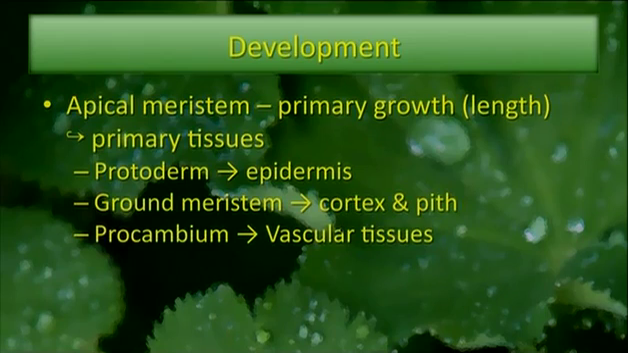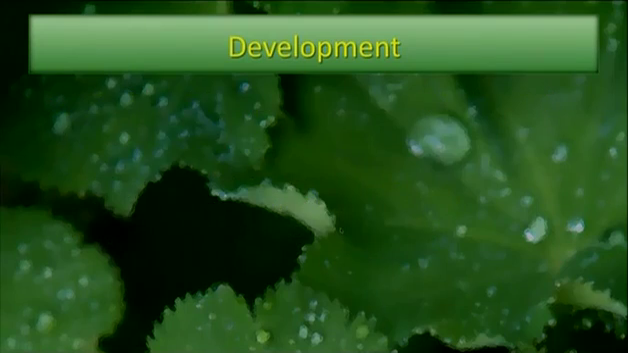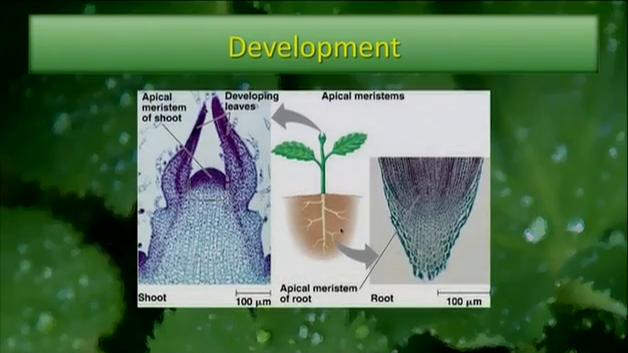Remember, xylem is a tissue that moves water in the plant, and phloem is a tissue in the plant that moves sugars or food. So all of these tissues arise from primary growth, and they're called primary tissues. Now here we have a couple of images. This is actually showing you the tip of a shoot.